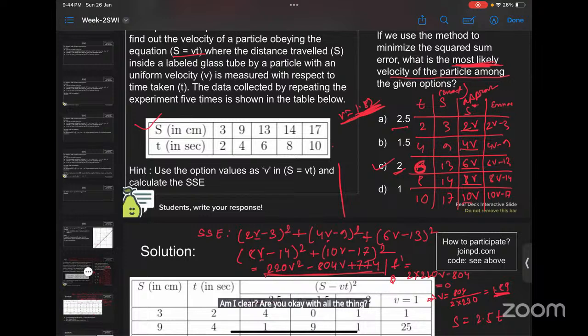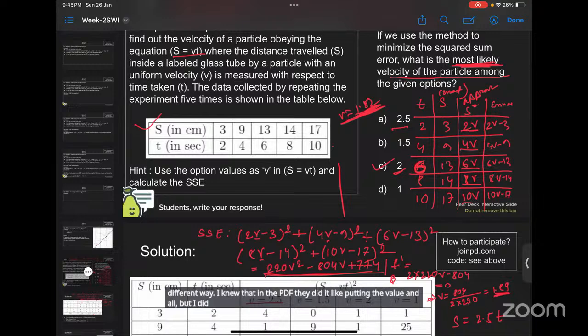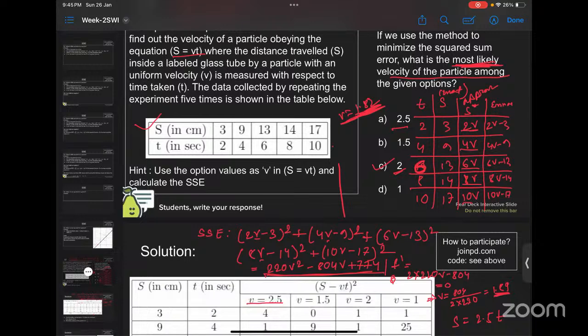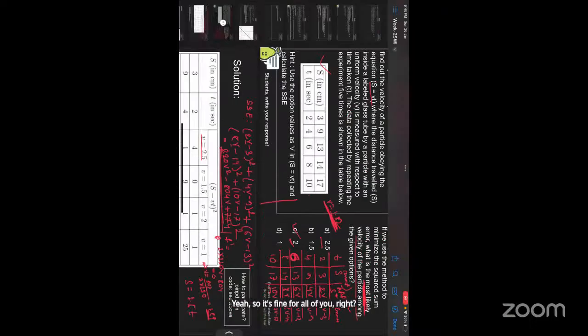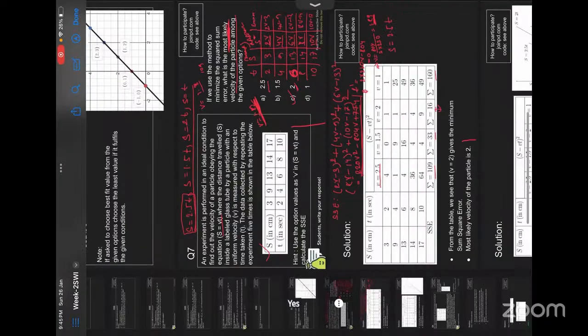Yes, ma'am. That is why I did it in a different way. I knew that in the PDF they did it by putting in the values and all, but I did it in a different way so that you get the idea. So it's fine for all of you, right? Then can we move to the next question? Okay.